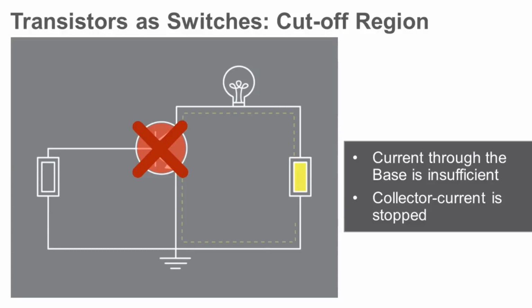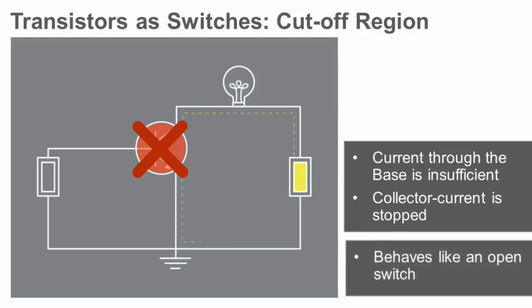This is a term that you've probably encountered in your lectures. We'll investigate this in greater detail when we do some measurements later in the lab. For now, it's important to remember that operating in the cutoff region has the same result as if the circuit was broken by opening a switch. The difference is that a transistor takes up less space and doesn't require physical movement.